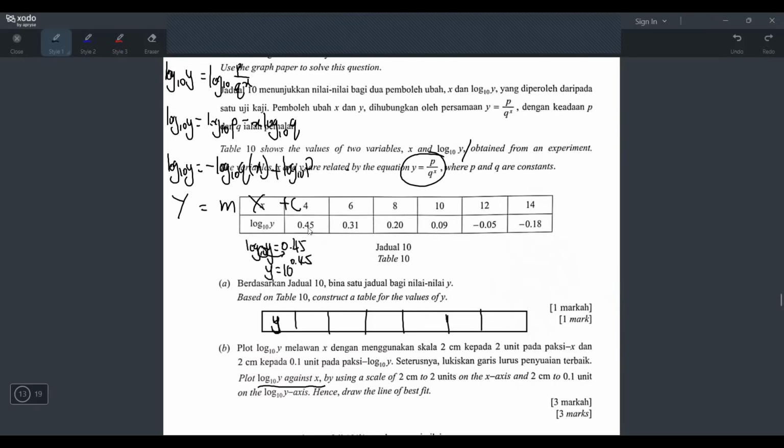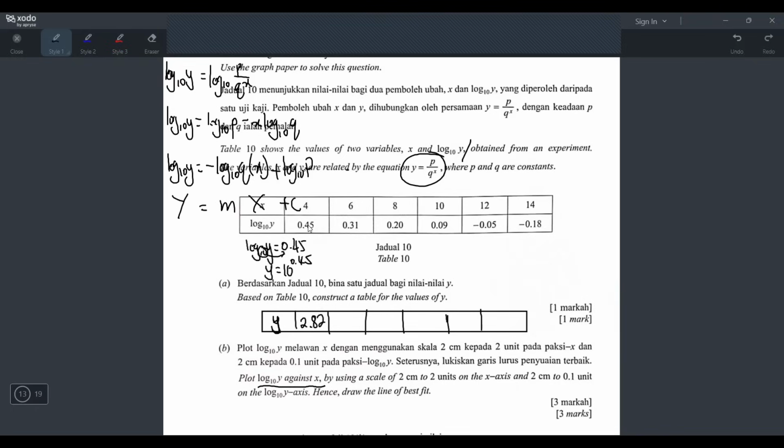But I will press shift log 0.45, and you will get the same answer if you press 10 power 0.45. So shift log 0.45. Okay, my calculator gives me 2.82. Just write 2 decimal places. When we are doing graph questions, we always write 2 decimal places.